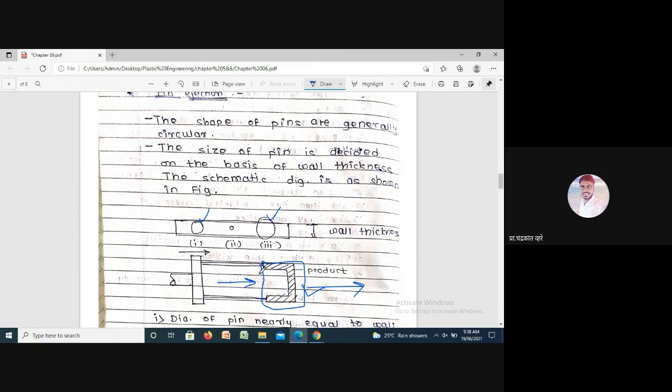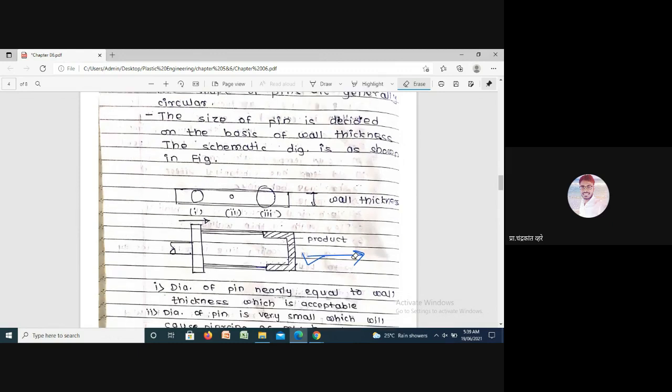In the pin ejection, we have two or three more things. Generally we use pins of circular shape, and the diameter of these pins is equal to the wall thickness of the product. This is all about the pin. All the theory points I have written have now been explained.